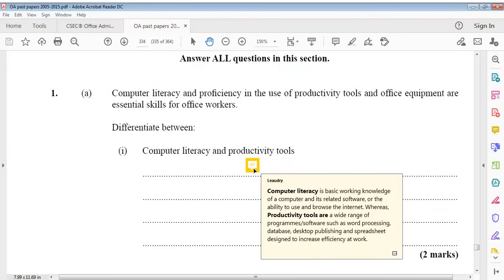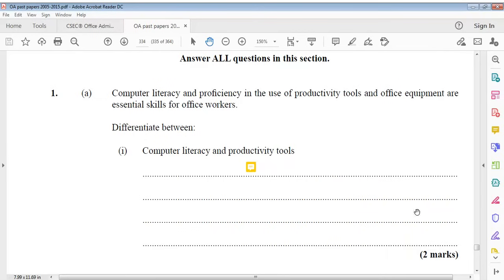Computer literacy is basic working knowledge of a computer and its related software, or the ability to use and browse the internet, whereas productivity tools are a wide range of programs or software such as word processing, database, desktop publishing, and spreadsheet designed to increase efficiency at work. So that would be your answer.